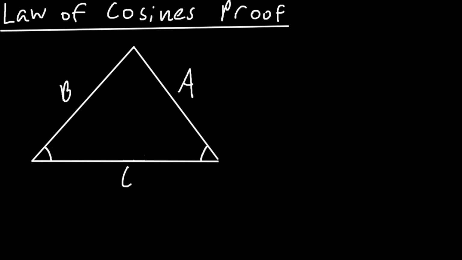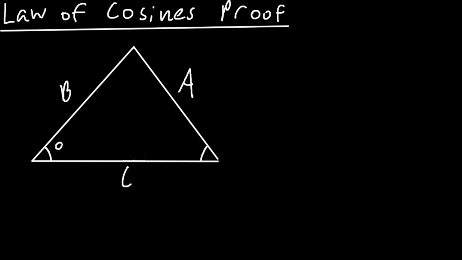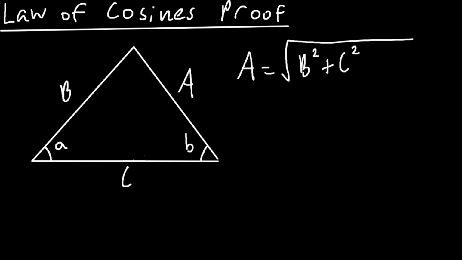So, in this triangle case, I'm going to name this angle A, and this is going to be B, and then these are just going to be lowercase, just so that we don't get them confused. Essentially, what the law of cosines states is that the value of side length a is going to be equal to the square root of b squared plus c squared minus 2cb times the cosine of A.